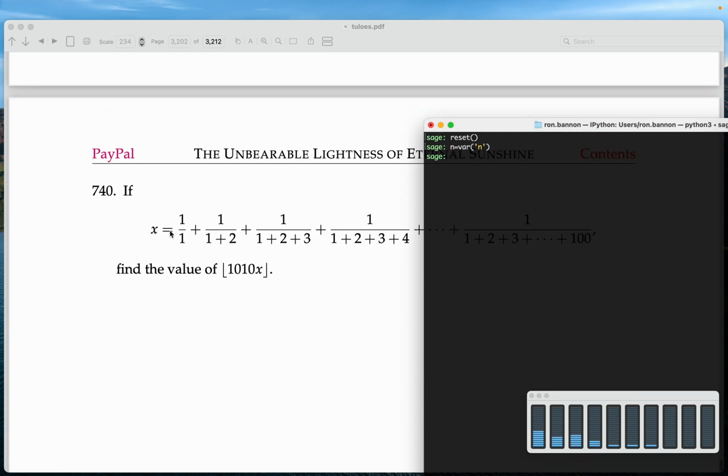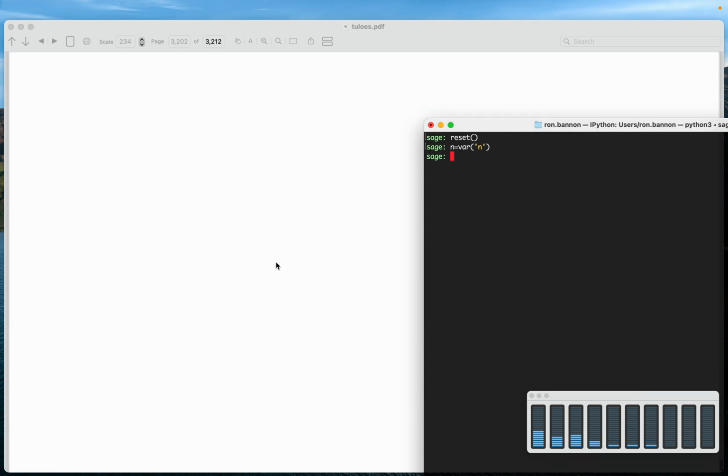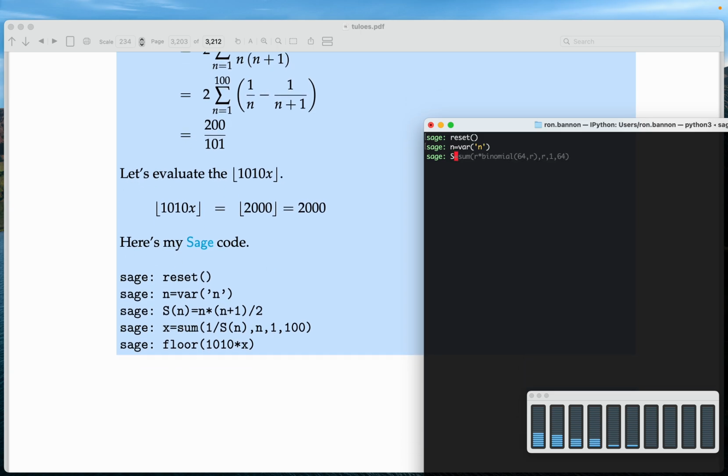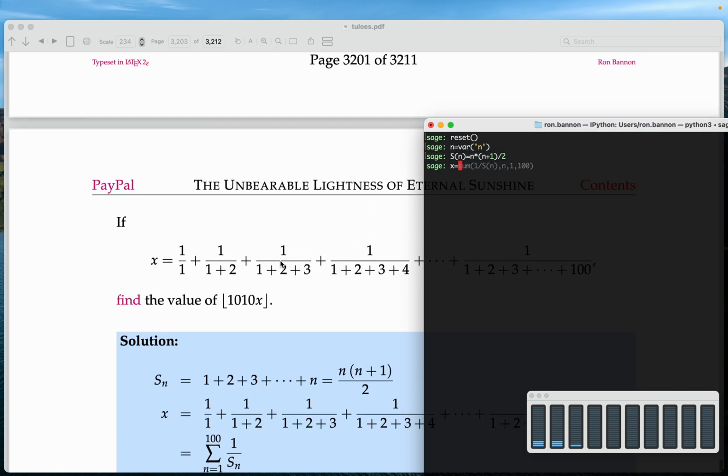And really what we're doing is we're trying to figure out what this sum is over here. So what I did first was I defined S to be the sum of the integers from 1 to n. I know what that formula is: n times n plus 1, divided by 2. Then I want to define another placeholder x, and it's going to be the sum of 1 over S(n) from n equals 1 to 100. Now, why am I doing that?